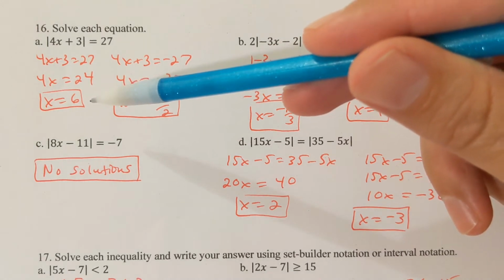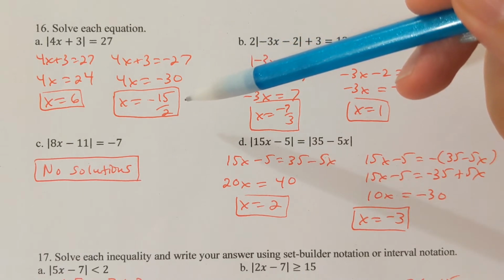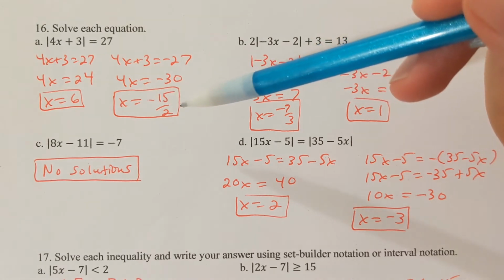4x equals 24 means that x equals 6. 4x equals negative 30 means that x is equal to negative 15 halves. Both of them are going to be solutions.